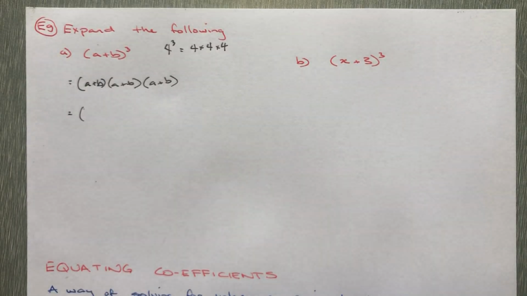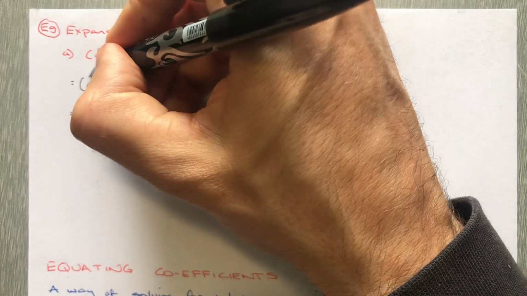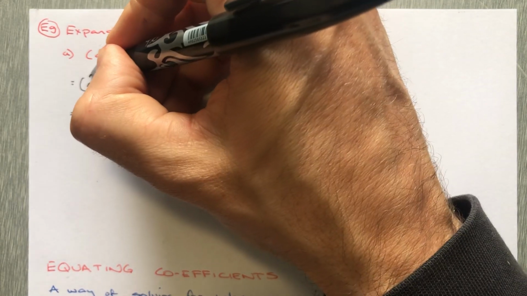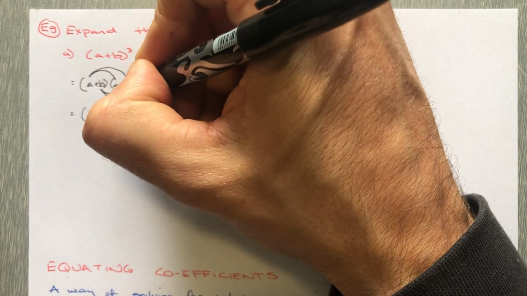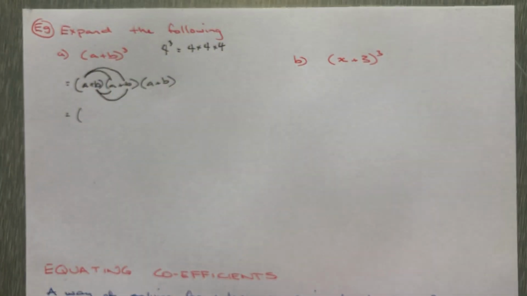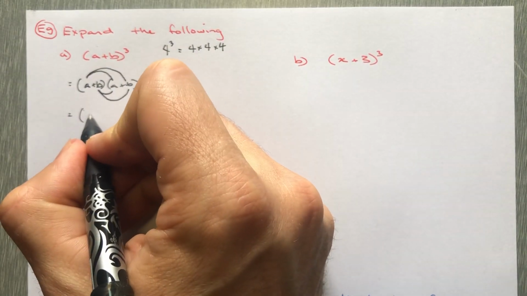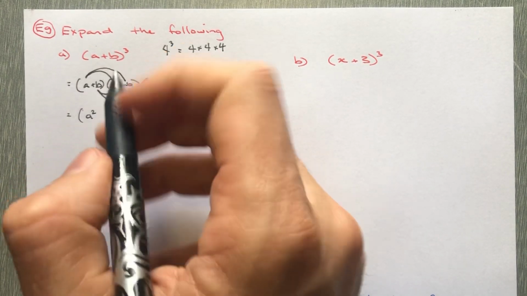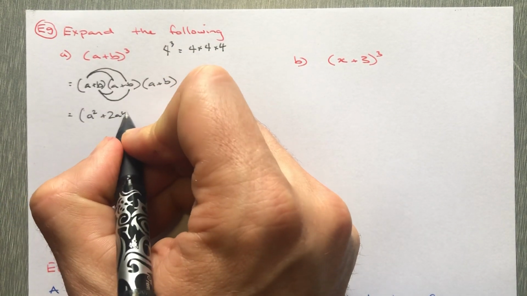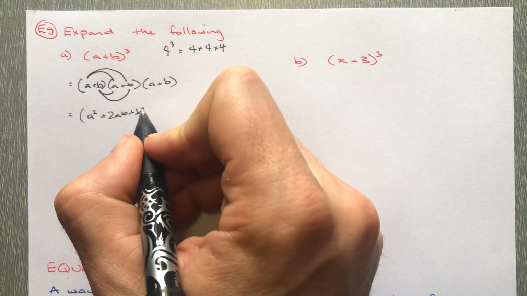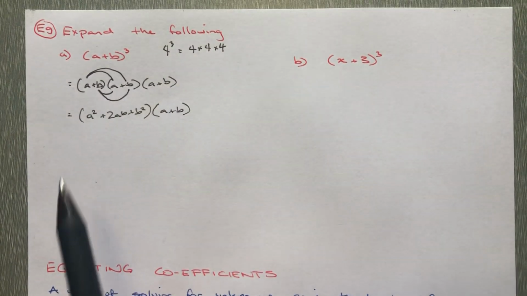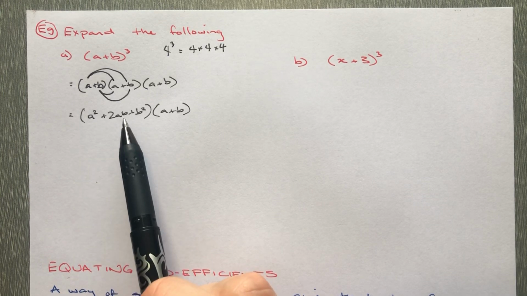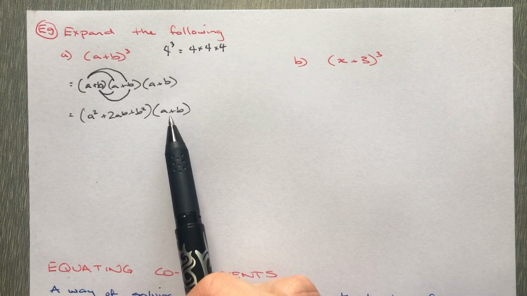Actually, I'll do the line so you can see what I'm doing. So remember, first, outside, inside, last. There you go. So you've done your FOIL expansion for those two, but we still need to expand this out even further.